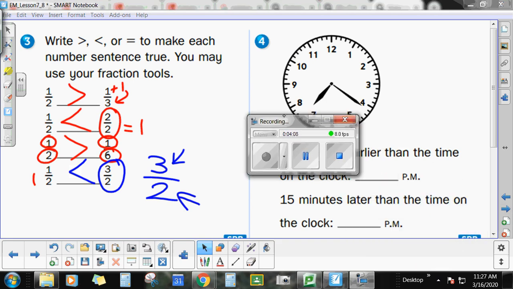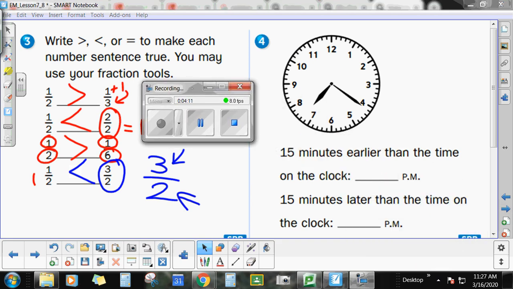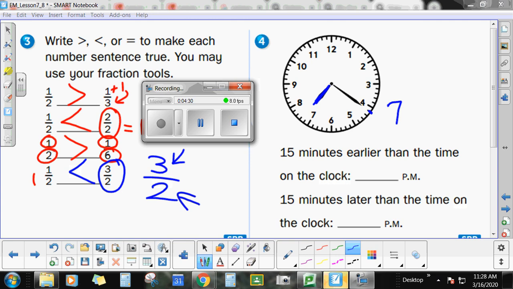All right, let's look at our clock here. It says 15 minutes earlier than the time on the clock, and then 15 minutes later than the time on the clock. All right, so right here on the clock, if we want to do it to the very nearest minute, look at the little hand first. The little hand is on the 7. And then the big hand is just 1 minute or 1 tick mark past the 4, which would be 20. So we have 7:21 is the time on the clock.